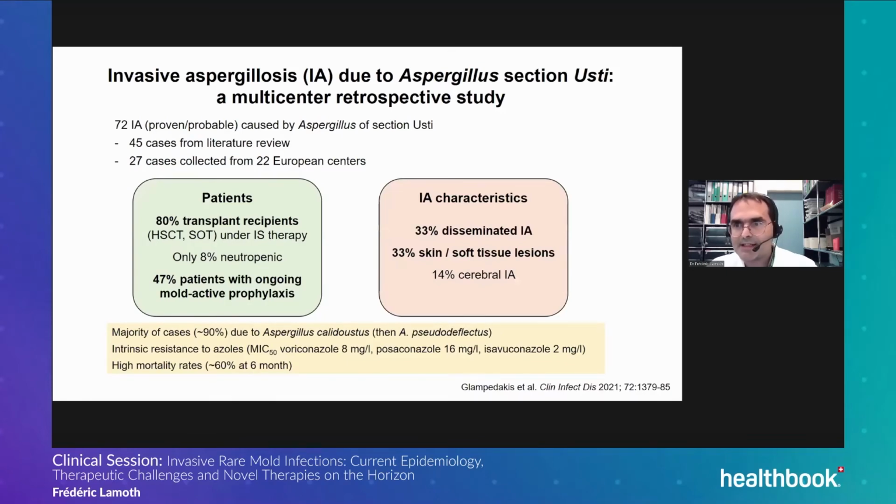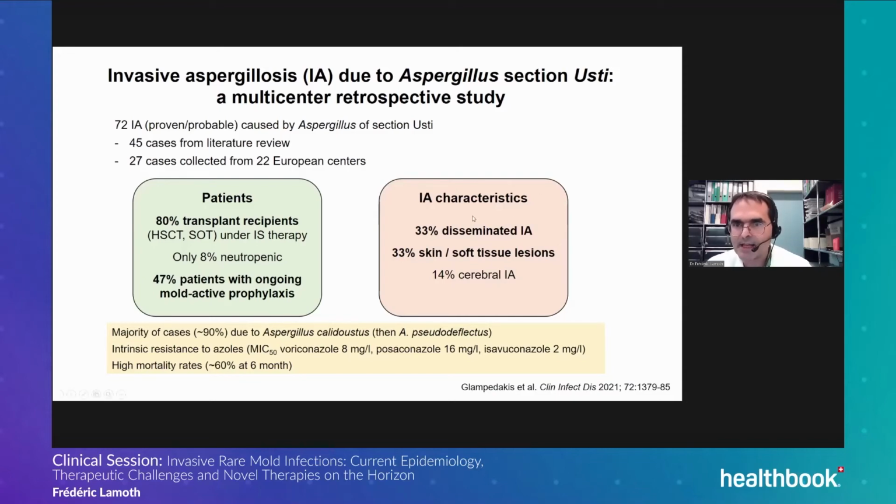This is an example that some Aspergillus can be rare molds and behave like rare molds. If we review all the cases of this Aspergillus section Usti invasive aspergillosis, we identified 72 cases, 45 from a literature review, and 27 prospectively collected from 22 European centers via a questionnaire. These patients are mainly non-neutropenic transplant patients, bone marrow or solid organ transplant patients, and half of these cases are breakthrough infections while mold-active prophylaxis is ongoing, mainly voriconazole or posaconazole.